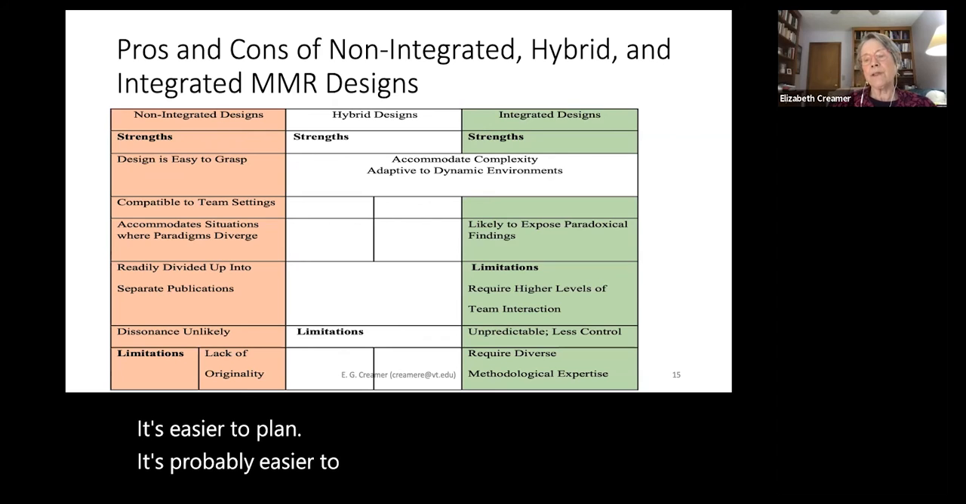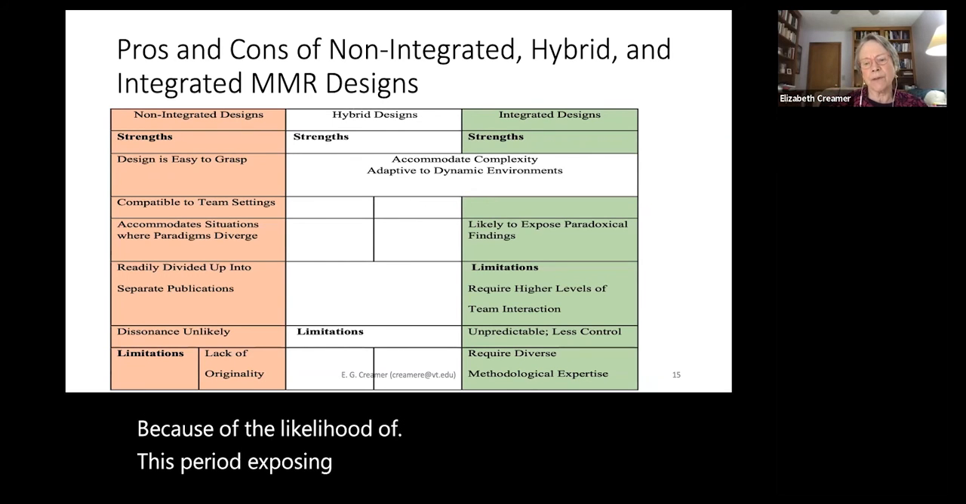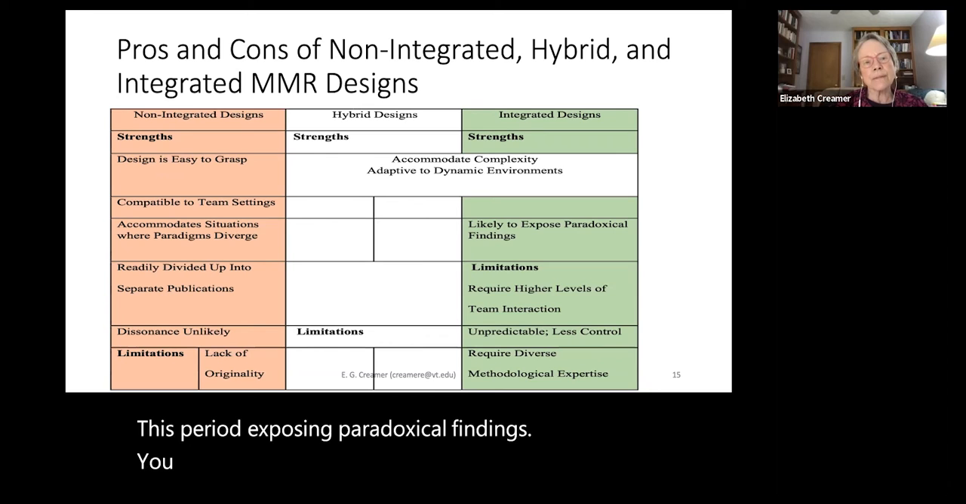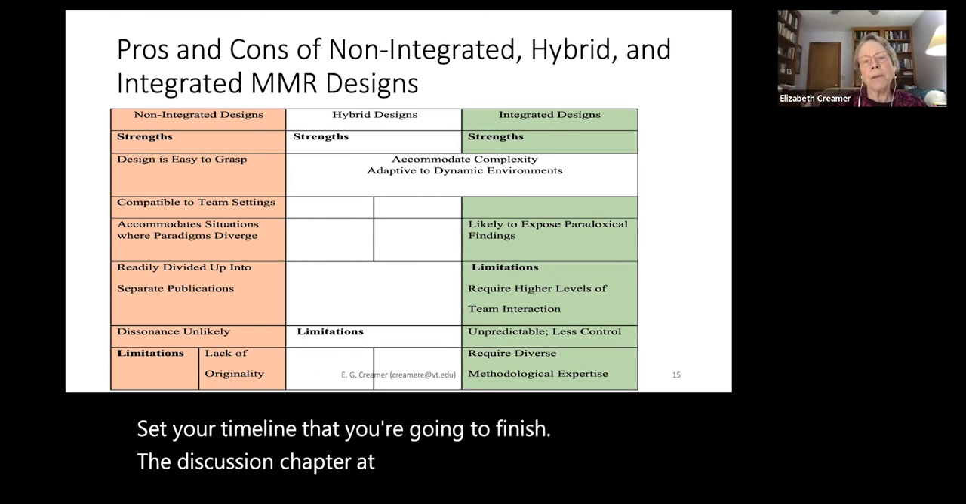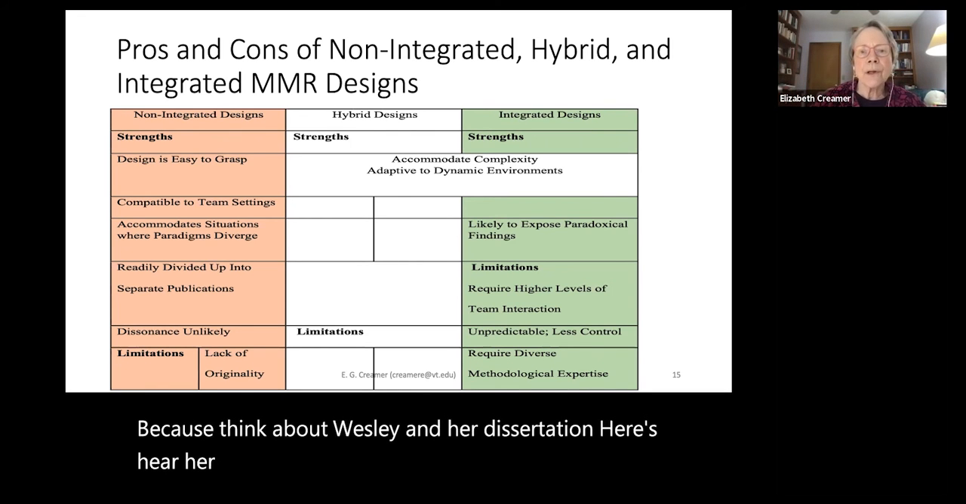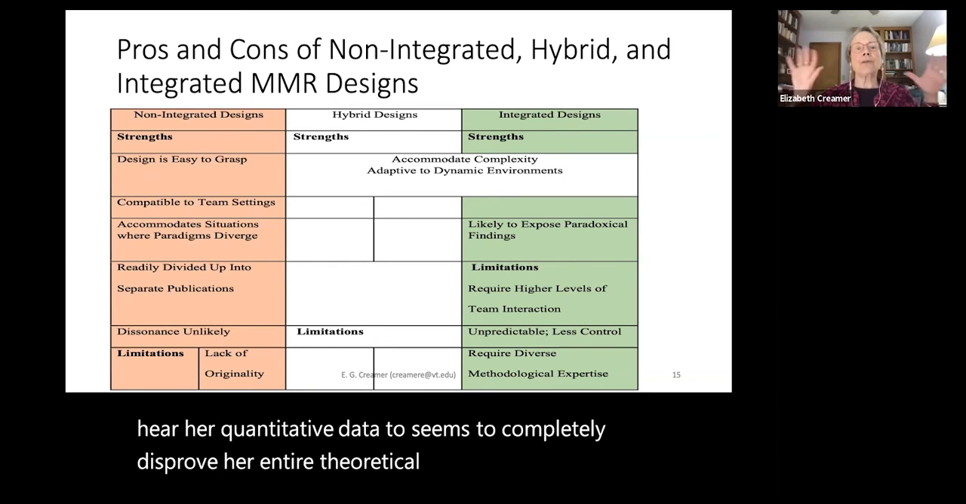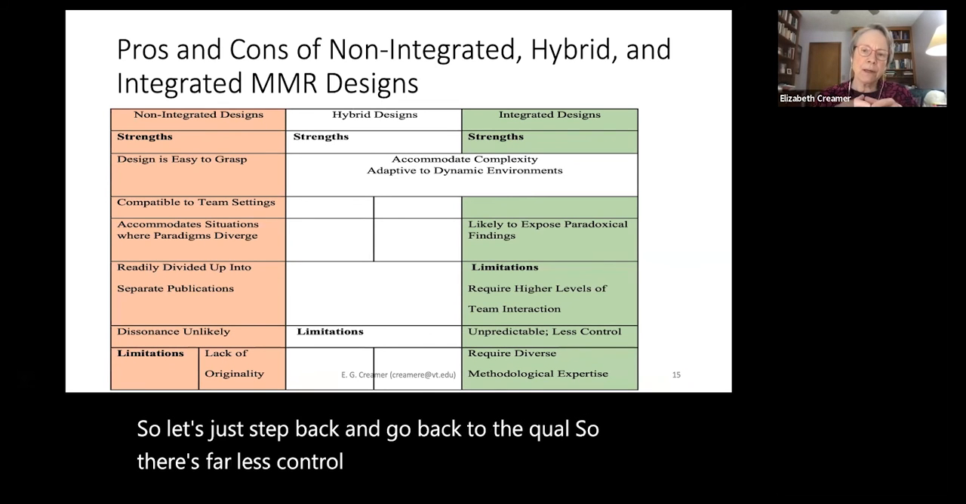So as soon as you move into integrated designs, because of the likelihood of this exposing paradoxical findings, you introduce uncertainty. It's hard to set your timeline that you're going to finish the discussion chapter at X time, because think about Wesley and her dissertation. Here her quantitative data just seems to completely disprove her entire theoretical framework. So she has to step back and go back to the qual. So there's far less control in the integrated designs.